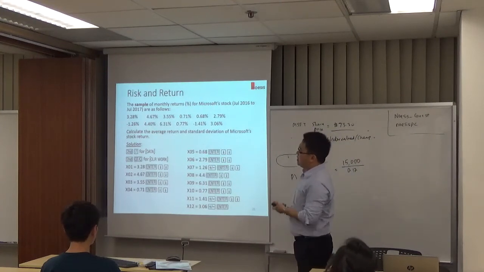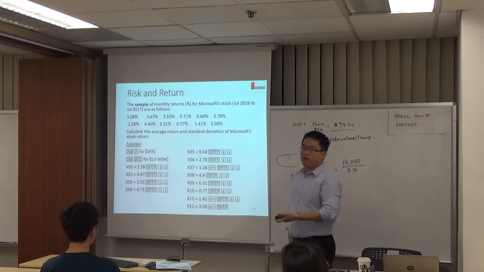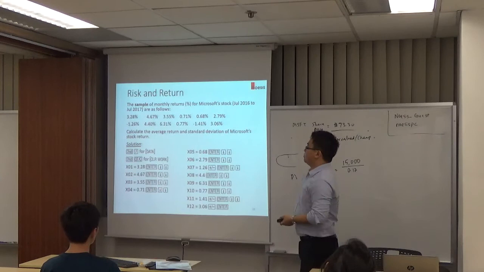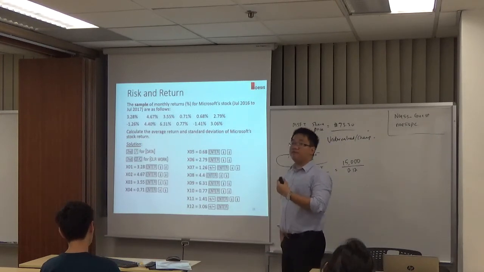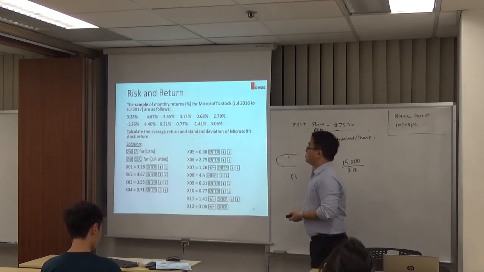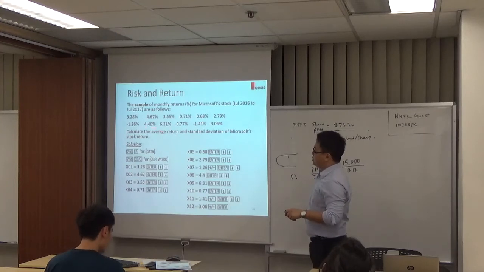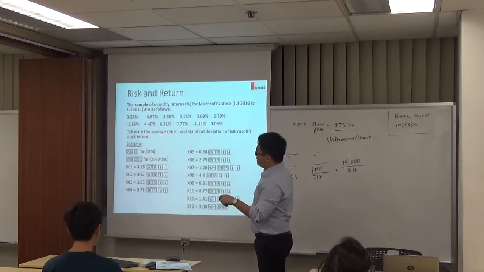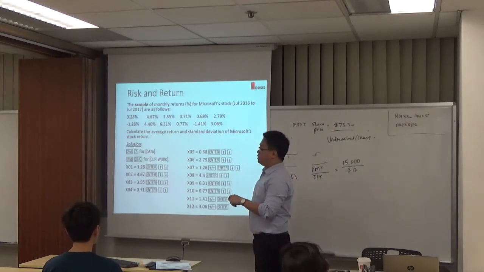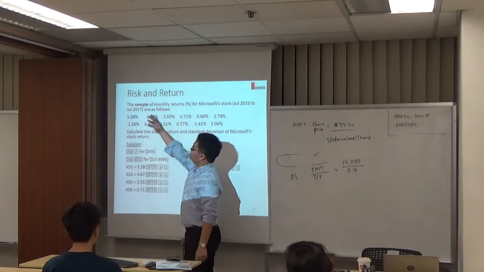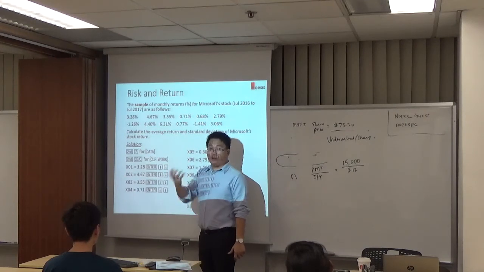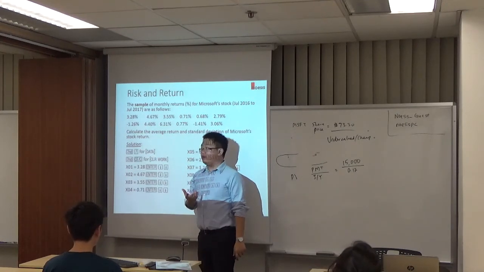Okay, so of course, let's say your portfolio manager wants to evaluate, has the risk increased, or is the risk still the same? Okay, or is it higher than what the investor can tolerate? So of course, let's calculate the average return and standard deviation of Microsoft's stock return. Okay, let's do it very quickly. So I need two things: average and standard deviation. Average will tell me what is my return, average return. Standard deviation is used to describe the risk of the investment.